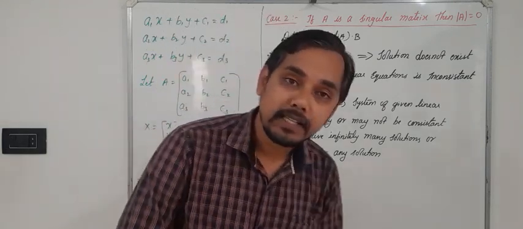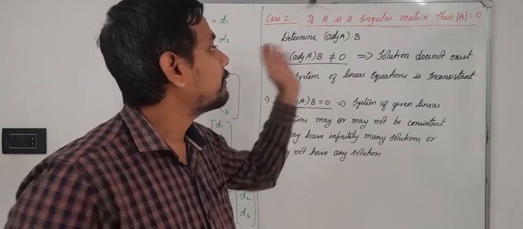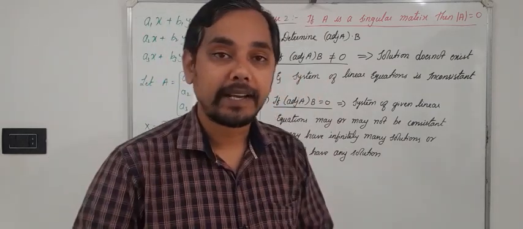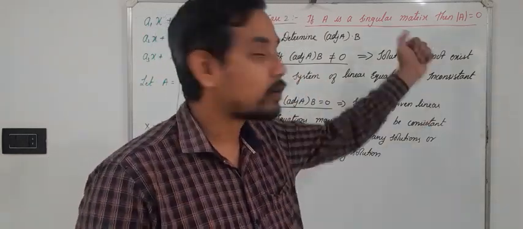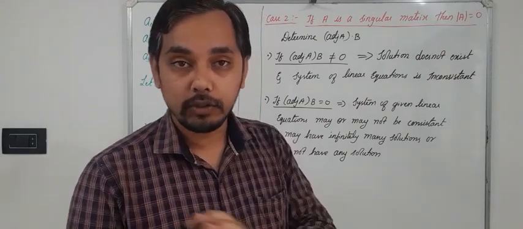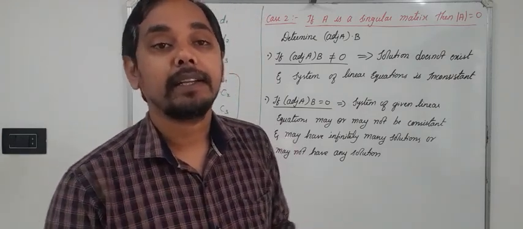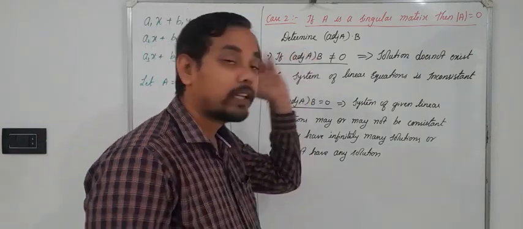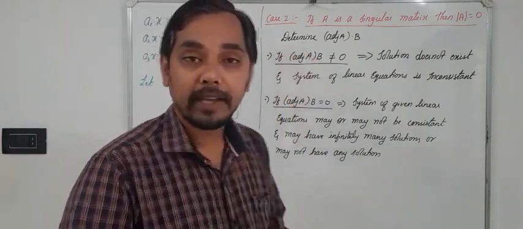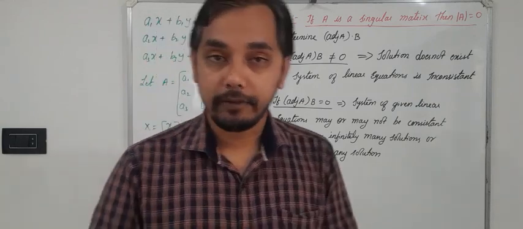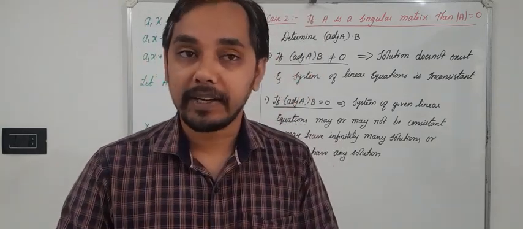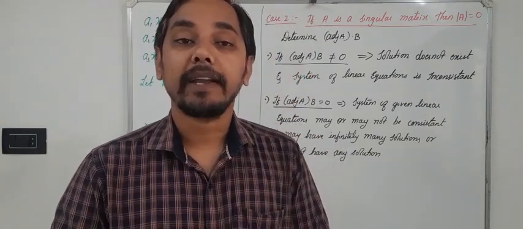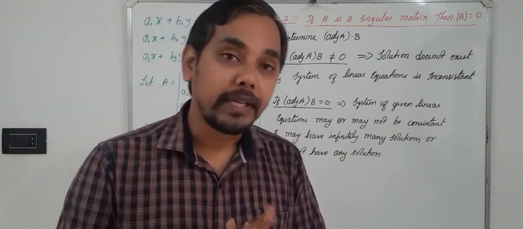But if A is a singular matrix, then the determinant is equal to 0. When the determinant is equal to 0, you cannot use the inverse method. Then we have to go for an alternative method. What is that? The first step, when it is a singular matrix, is that we should determine adjoint A into B.